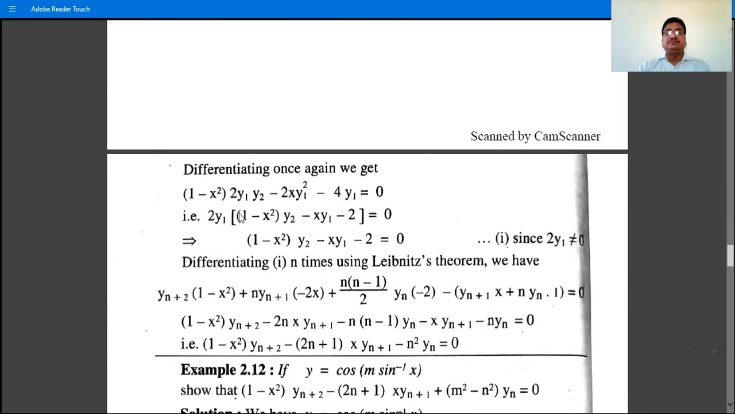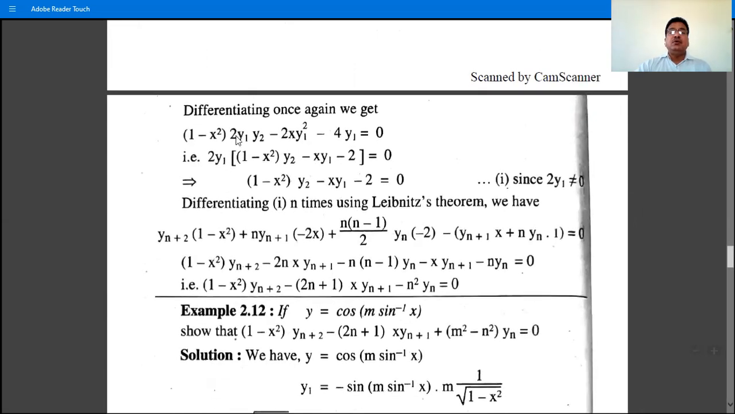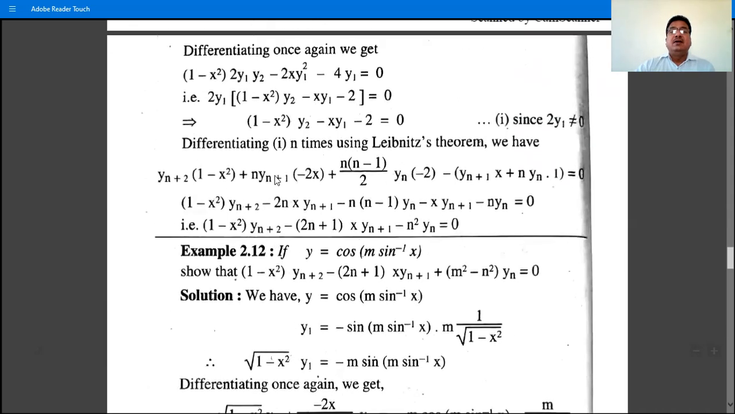Then take 2y1 as common, or divide throughout by 2y1. If you take 2y1 as common, we have (1 minus x square) y2 minus x y1 minus 2 is equal to 0. Then shift this 2y1 to RHS, it is divided by, and this quantity is not equal to 0. Dividing throughout by 2y1, we have (1 minus x square) y2 minus x y1 minus 2 is equal to 0. This is the second order derivative.